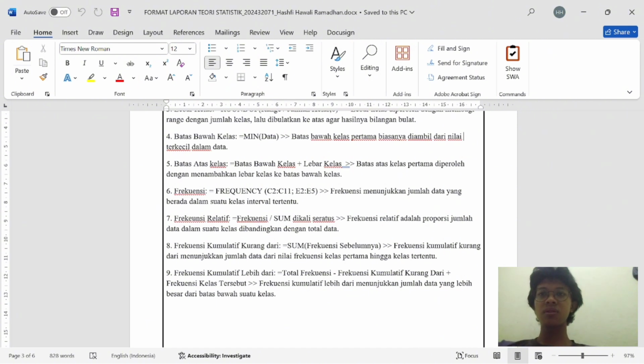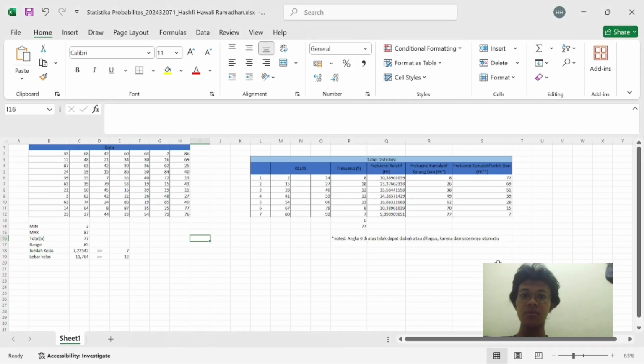This shows the total number of data points from the first class up to a certain class. Number 9. Cumulative frequency, more than. This shows the number of data points greater than the lower limit of a certain class. Okay, now we explain the practice.